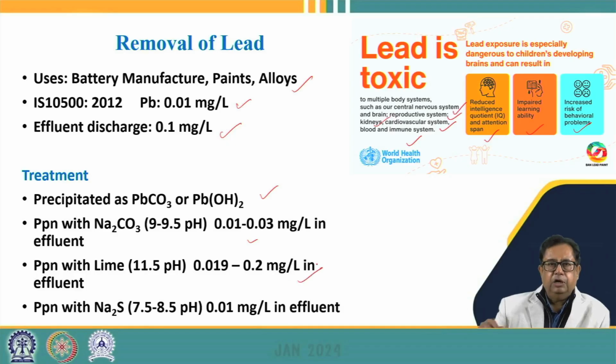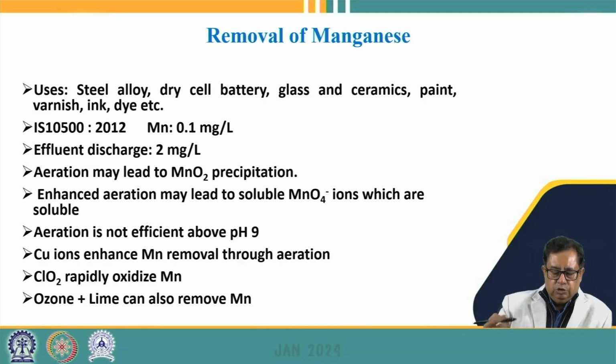If we are precipitating out the lead with lime at pH 11.5, then we may get a concentration of nearly 0.019 to 0.2 milligram per liter in the effluent. Similarly, precipitation with sulfides at pH 7.5 to 8.5 may lead to 0.01 milligram per liter of lead in the effluent. Manganese can be used in a number of industries.